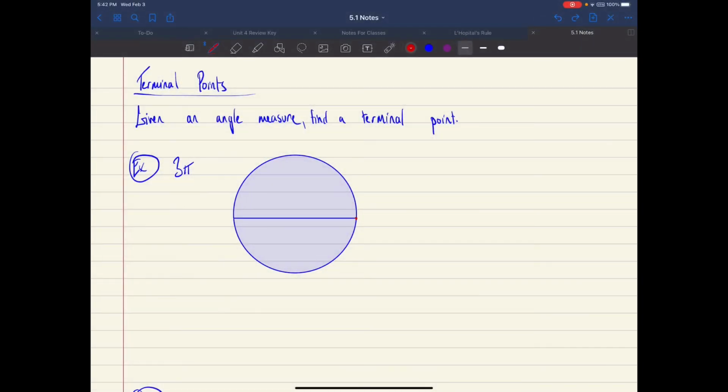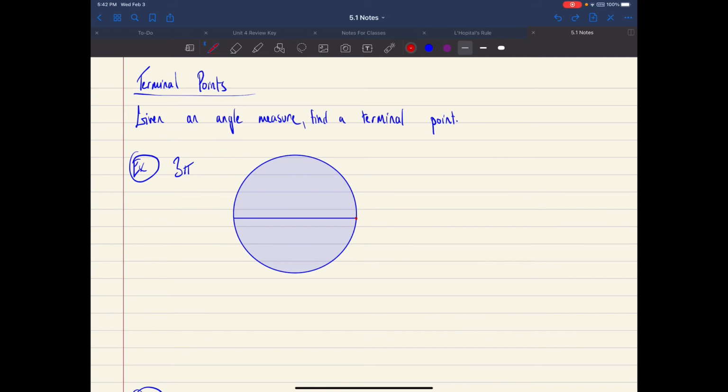All right, so the next example is about terminal points. It says, given an angle measure, find a terminal point. Once you have that filled out unit circle, you can use it as a reference, especially in the beginning, because it'll be faster to use that at the beginning. Later on, it's faster just to remember it.